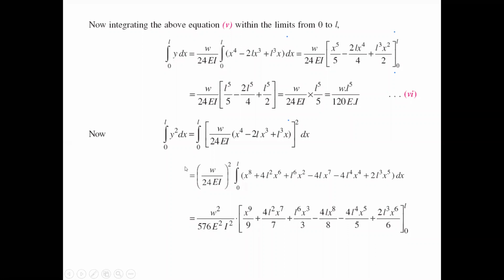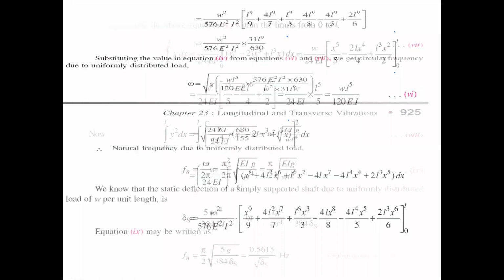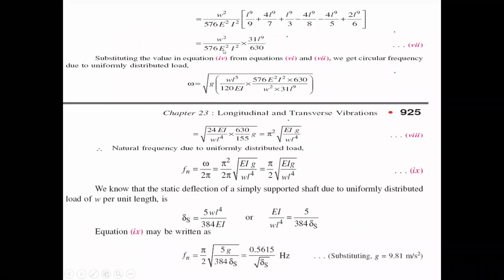Similarly, for the other equation we need the integration of y square dx. Why? Because in the kinetic energy we also have y square dx. Since y is known, we square that term and integrate again. Then the value will come as w square by 576 E square I square into 331 l power 9 by 630. This is equation number 7.